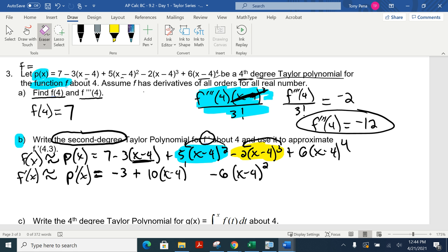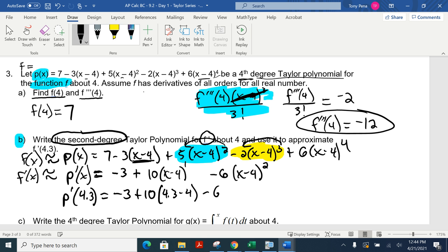Now we want to figure out what is that polynomial's value at 4.3. So wherever you have an x, plug in 4.3. And then whatever that gives us is our answer, sort of. You want to write it correctly. But it'd be calculator at this.